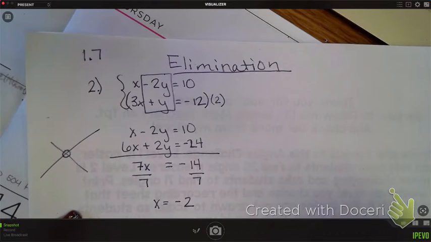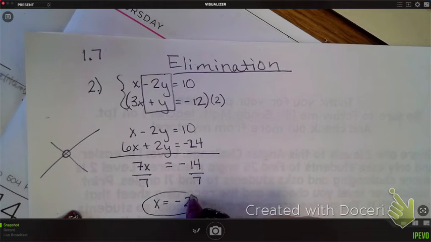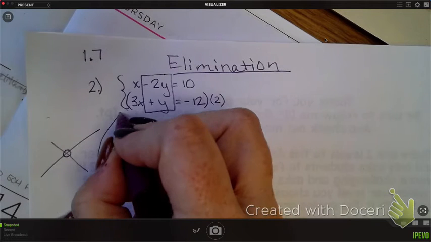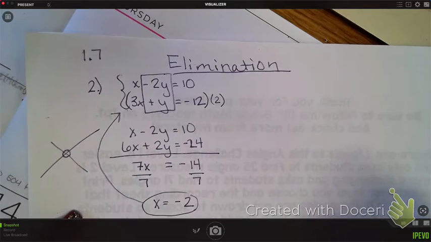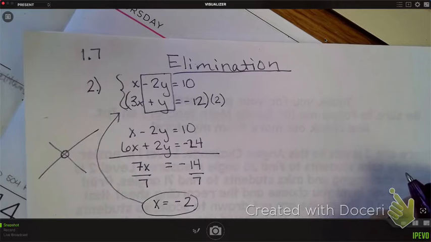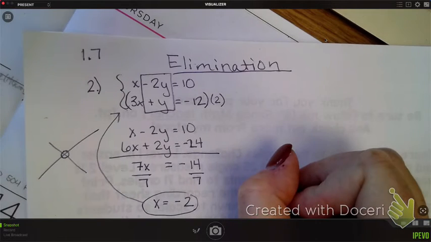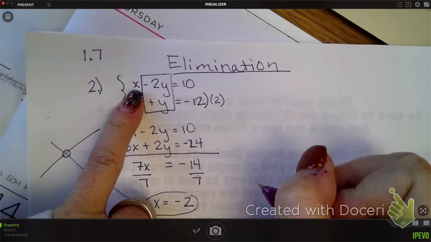Plug the x in. I just take this x and I plug it back into one of the two first equations. First one. The first one? Everyone good with that? Yeah. Does it really matter? No. Nope. So I have x, but x is what?